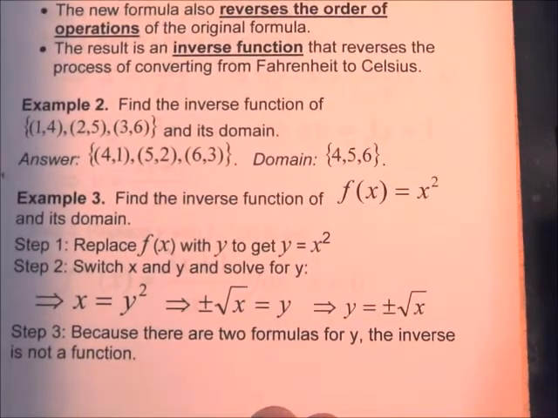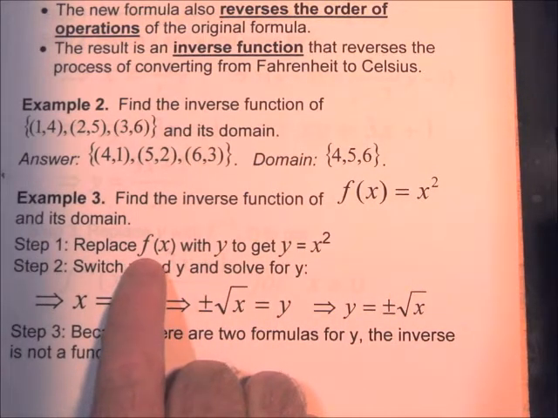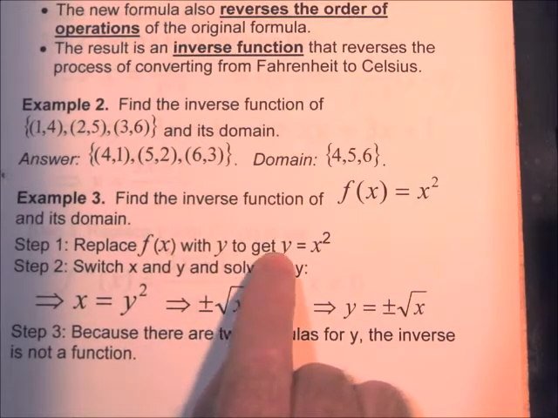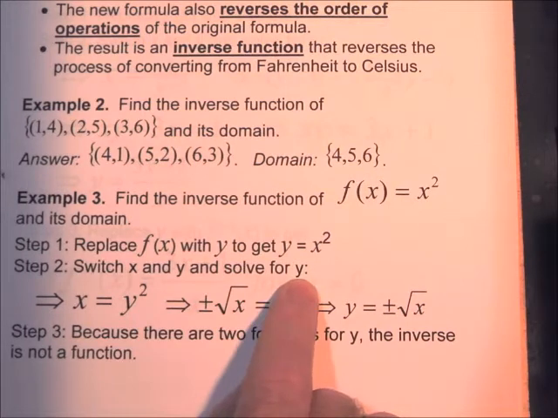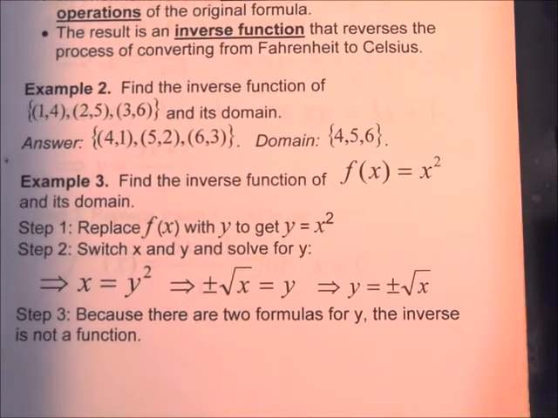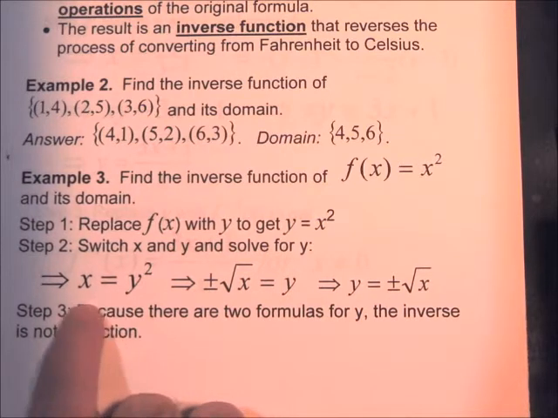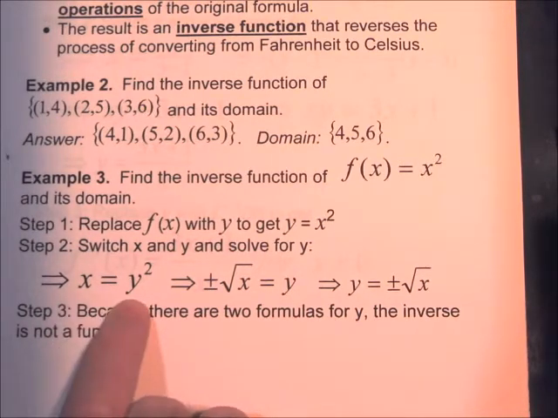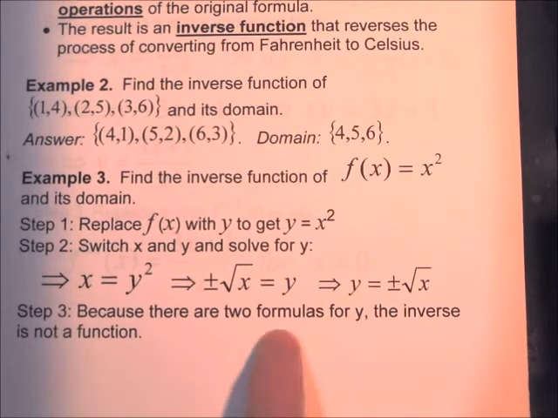Now find the inverse function of f(x) equals x squared and its domain. The steps are you want to replace f(x) with y to get y equals x squared, and then switch x and y and solve for y. That's a general procedure for getting the inverse. If we solve this for y, we get x equals y squared, and taking the square root, we get y equals plus or minus the square root of x. And because there's two formulas for y, the inverse is not a function.